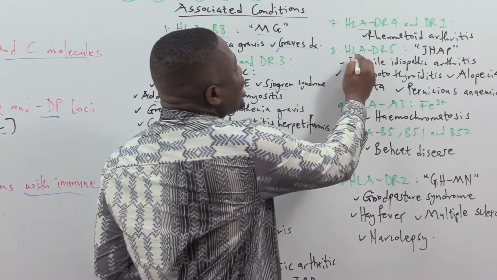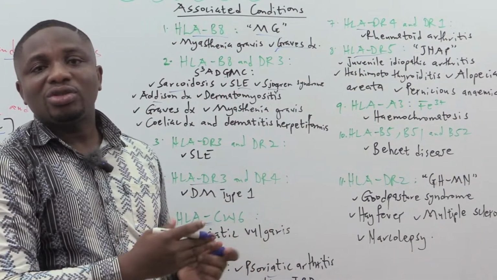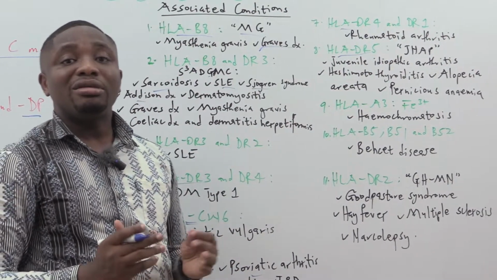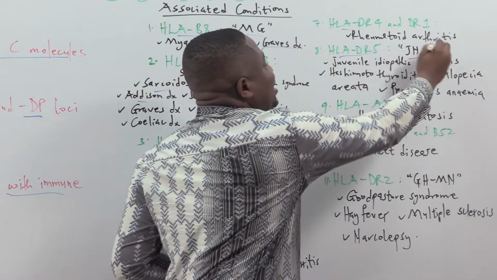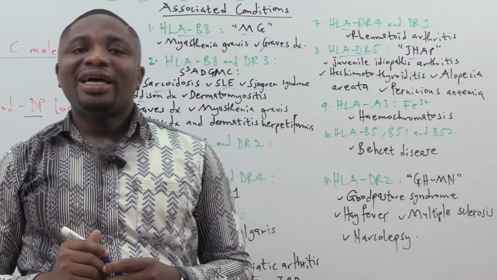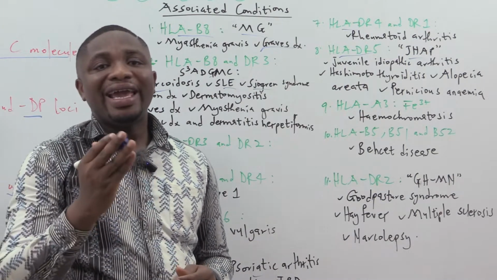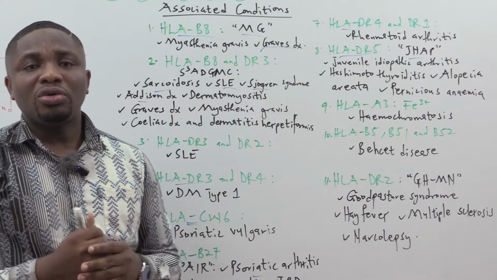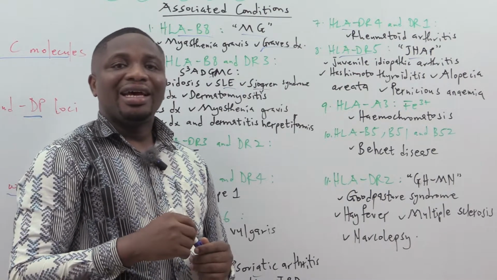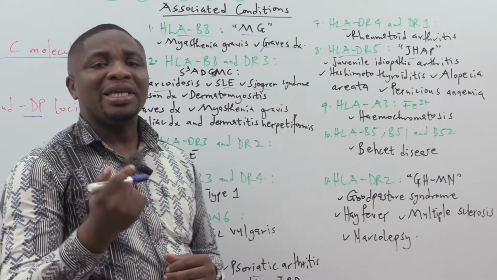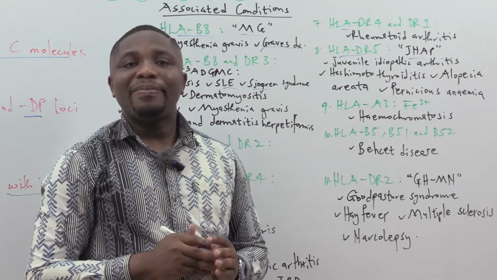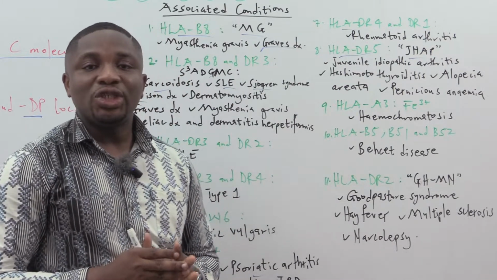Then we move to HLA DR5, another class 2 HLA. For that, to easily remember, think of JHAP. For the J, you are thinking of juvenile idiopathic arthritis. The H, you are thinking of Hashimoto thyroiditis. The A, you are thinking of alopecia areata. Then the P, you are thinking of pernicious anemia.